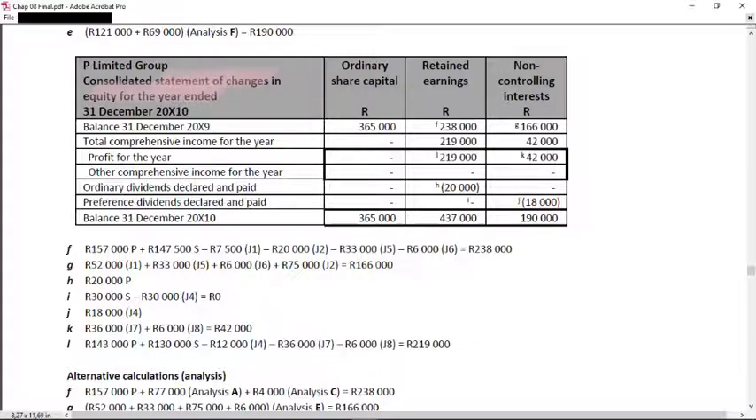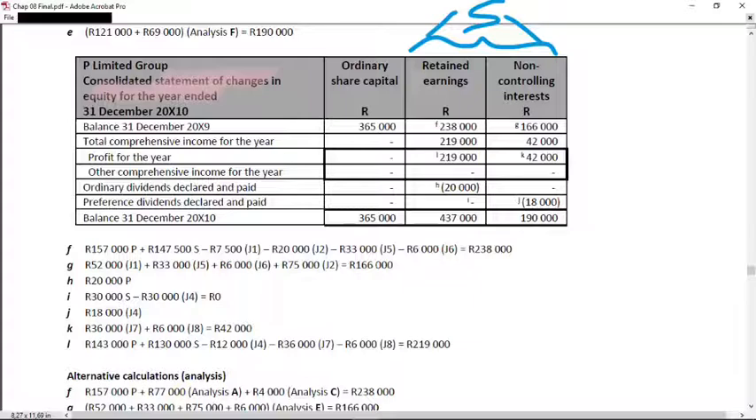You just need to understand where these amounts come from. And the only thing that makes it a little bit more complex is because you have two columns and the amounts of the subsidiary ends up in both. And that's why we prepare the analysis of equity. But if you're able to prepare a proper analysis of equity and you know which amounts moves where into the statement of changes in equity, it really becomes quite doable.